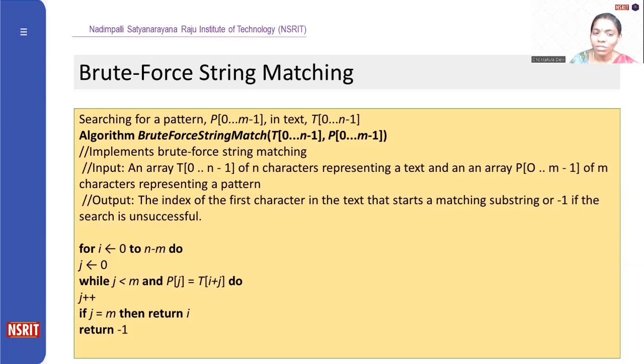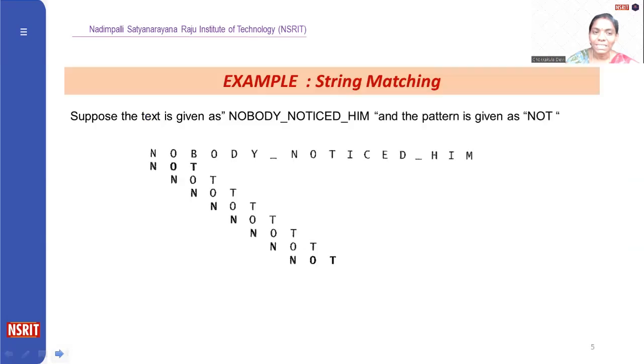If J equals M, then return I. This is the condition where we find the pattern in a string. Else, if you are not finding any pattern in your string, we simply have to return -1. That says unsuccessful pattern search.